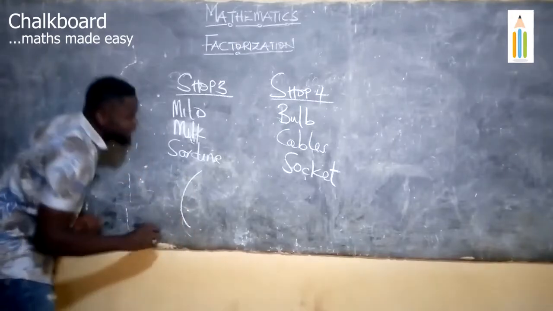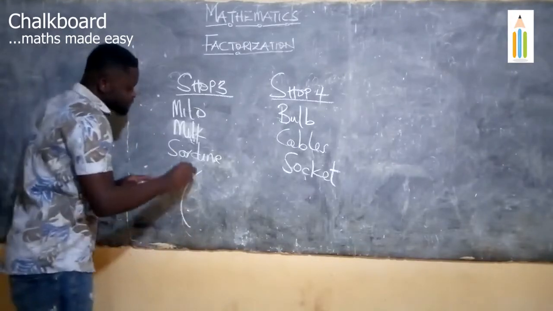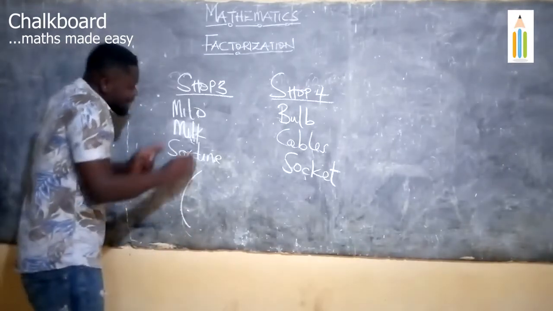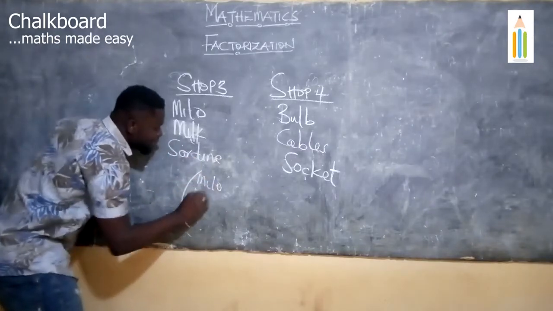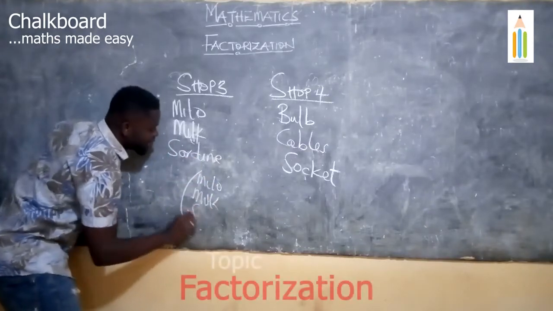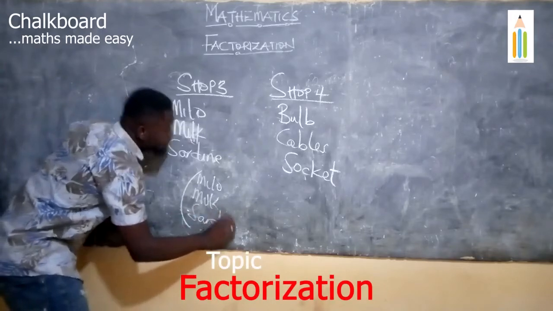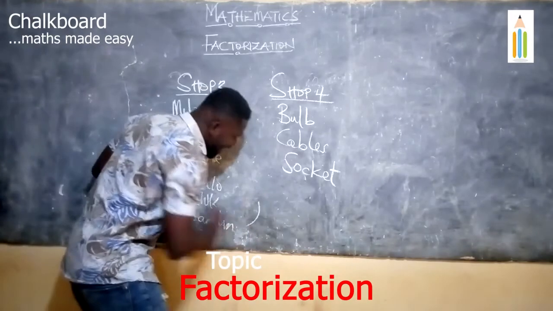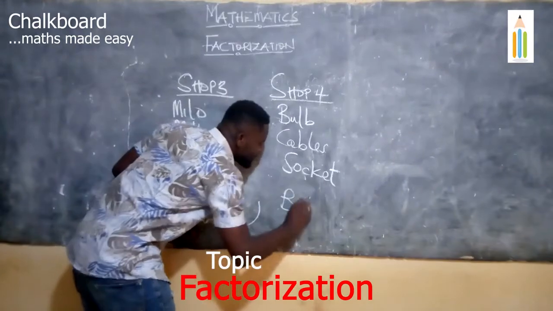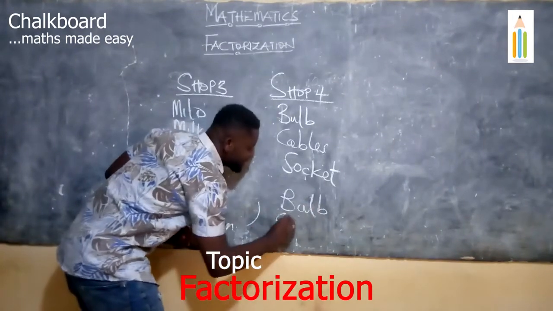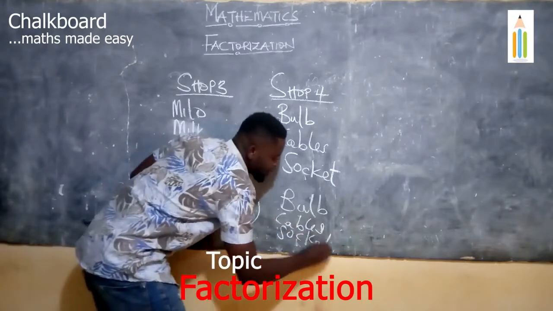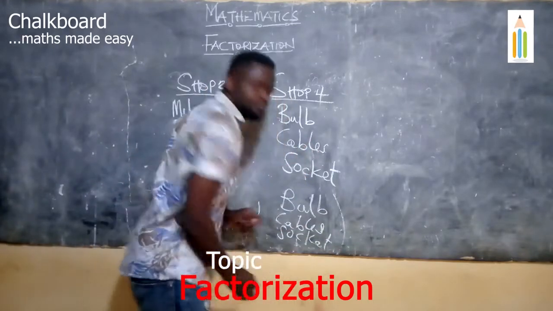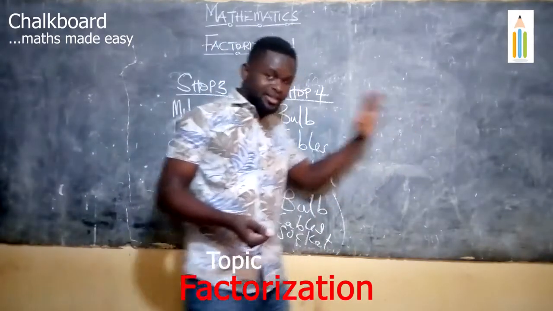So if we have our bracket, we'll have nothing out here, but we'll still have our Milo, we'll still have our milk, and we'll still have our sardine for shop 3. And we'll have our bulb, we'll have our cables, and we have our socket for shop 4. So these are our 3 examples.